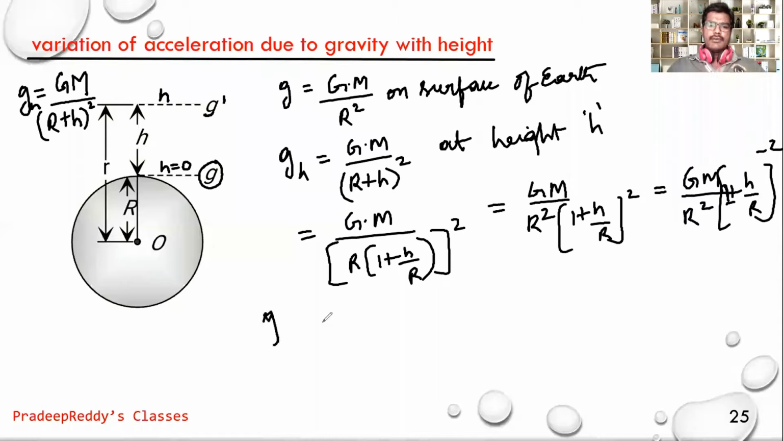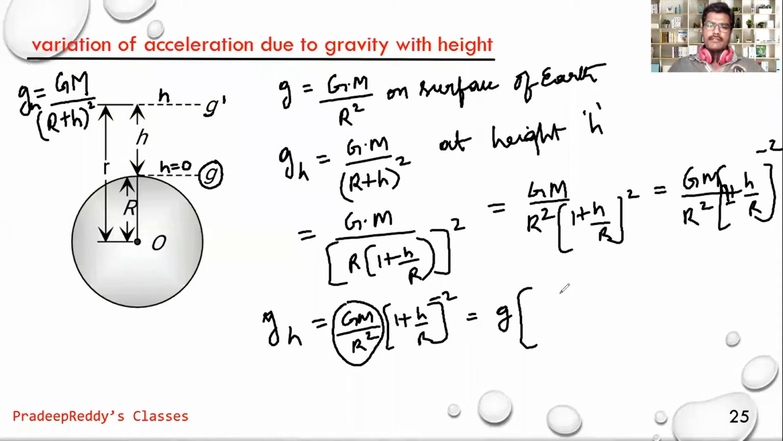So acceleration due to gravity at height h can be written as capital G, capital M divided by R square into (1 plus h by R) whole power minus 2. But what is G M by R square? This is acceleration due to gravity on the surface of the earth. So it is g into (1 plus h divided by R) whole power minus 2. Now this is an expression. You can expand it, which can be written in this form: g into (1 minus 2h by R).